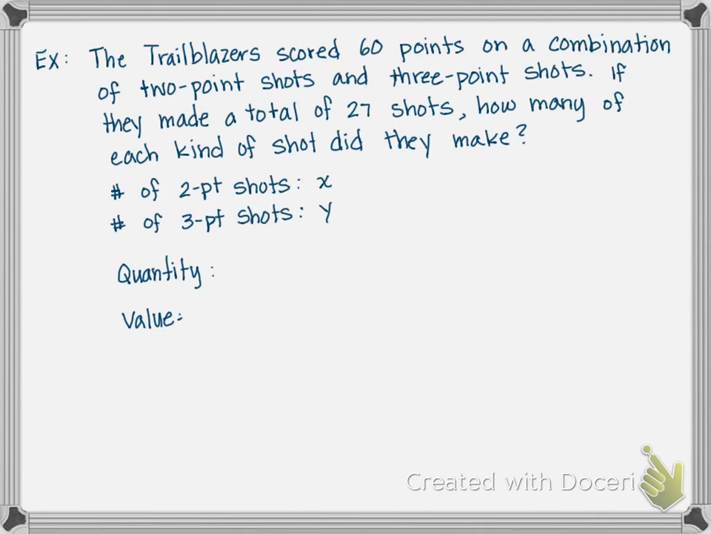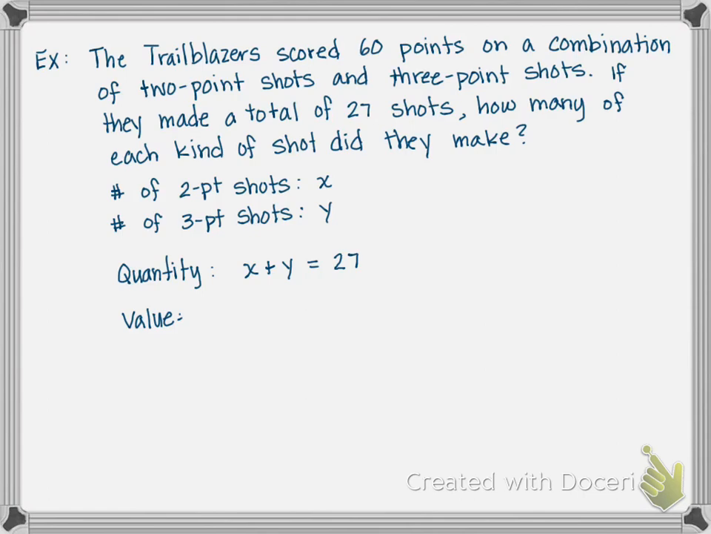If it's a problem that has to do with money, my value equation might be in dollars. And that's why when I wrote what my unknowns are, I was pretty specific about it being the number of 2-point shots, because that tells me that X and Y are a quantity of shots. It's not points or dollars or whatever. So I'm really clear about which is which. So in my quantity equation, I'm just adding the number of baskets, so X plus Y. And how many shots did they make? 27. They made a total of 27 shots.